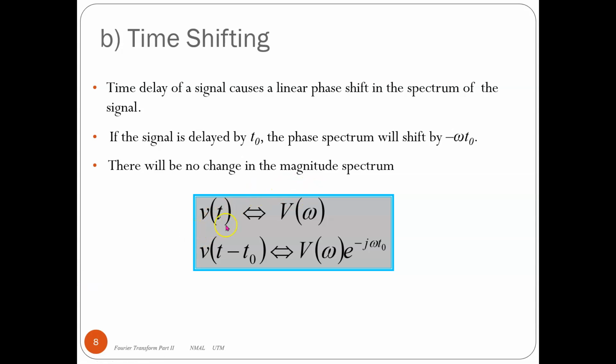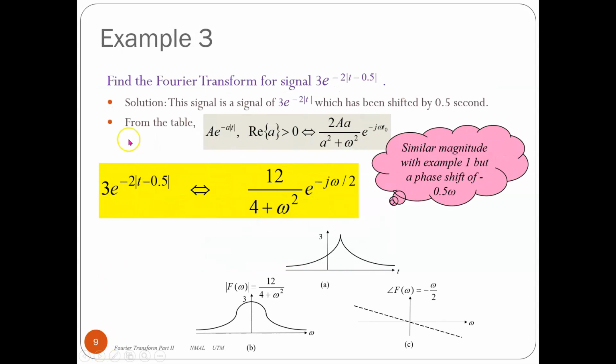The equation here: if v(t) has the Fourier transform V omega, then when there is a delay or time shift by t naught, the Fourier transform becomes V omega exponent negative j omega t naught, right? Okay, now we want to see some examples. The first one, find the Fourier transform for the signal 3 exponent negative 2 t minus 0.5. Basically this is a signal of 3 exponent negative 2t, which we have solved before, and this has been shifted by 0.5 second.